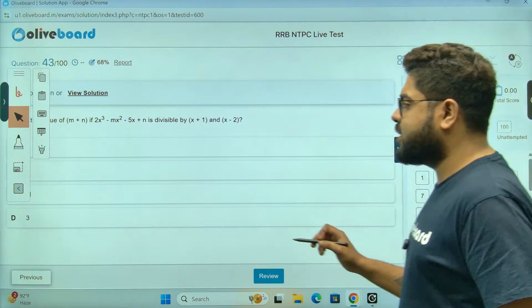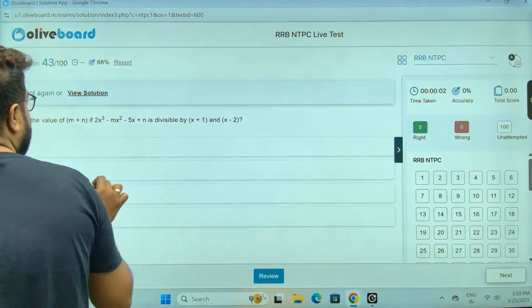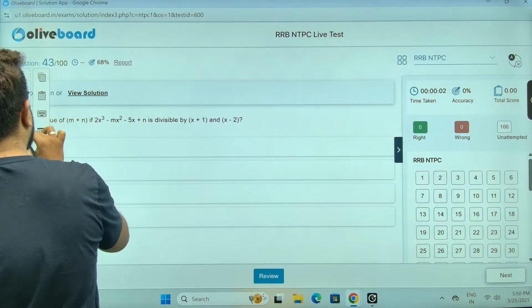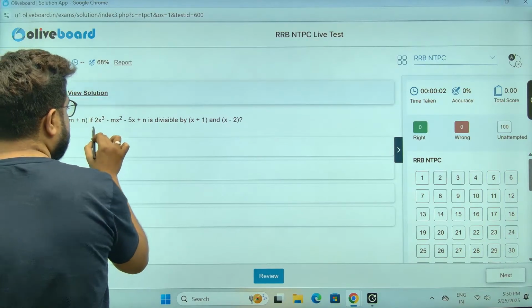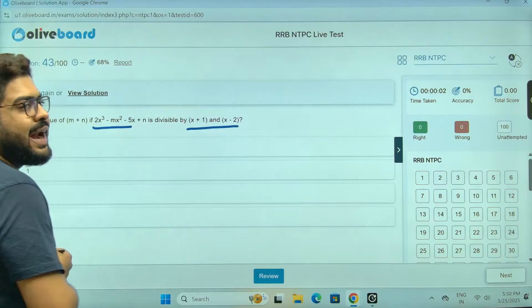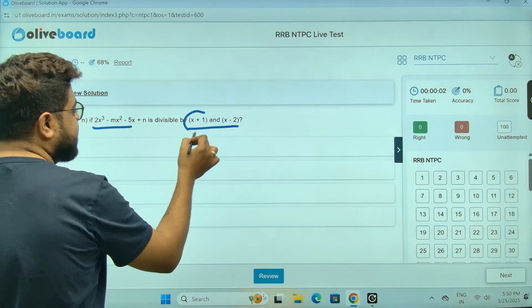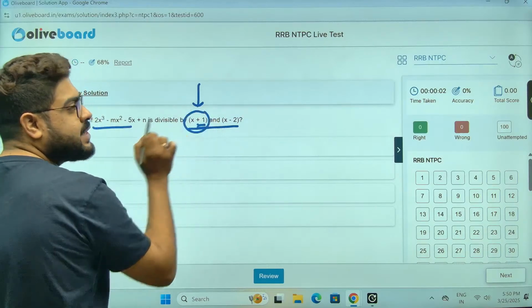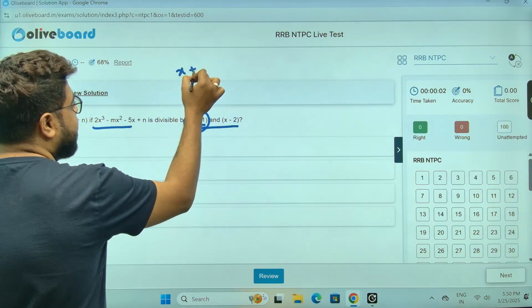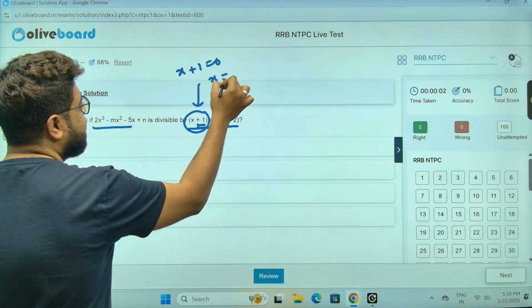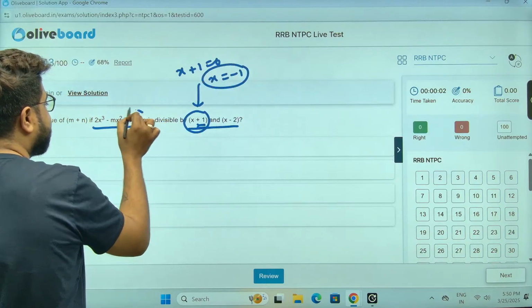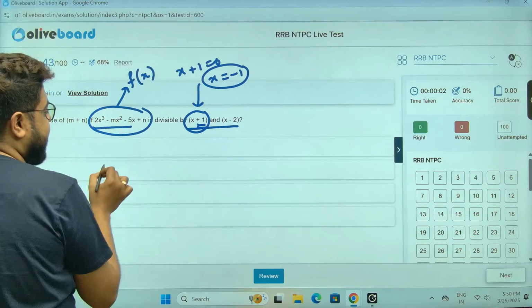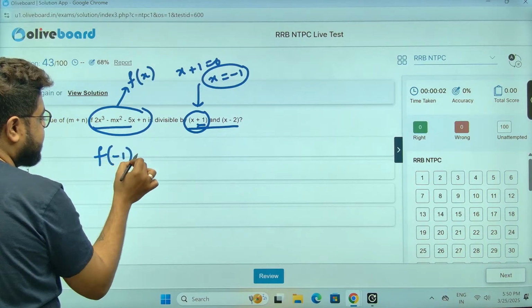Sir, this one, let's do. This is divisible by this and this. So it's a factor theorem question. If divisible, that means this is a factor. That means f of minus 1, the opposite sign, because when you put x plus 1 equal to 0, x equals minus 1. So f of minus 1, this is your f(x). f of minus 1 should be 0, as this is a factor.